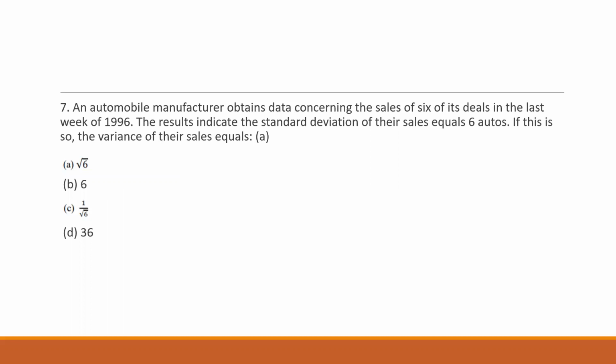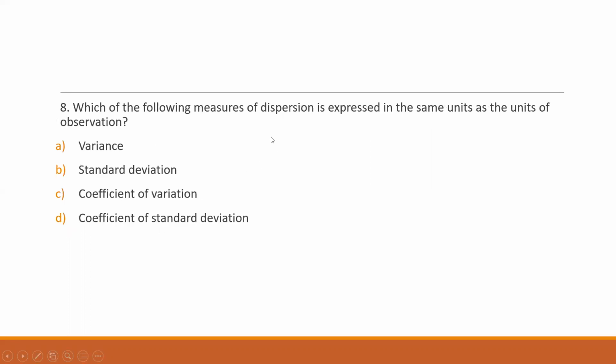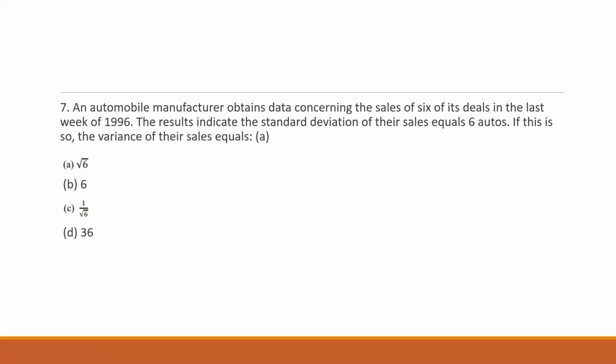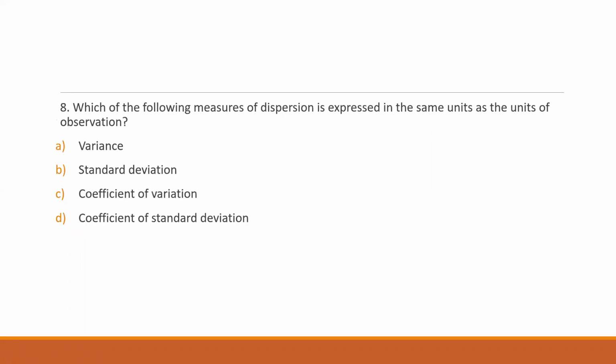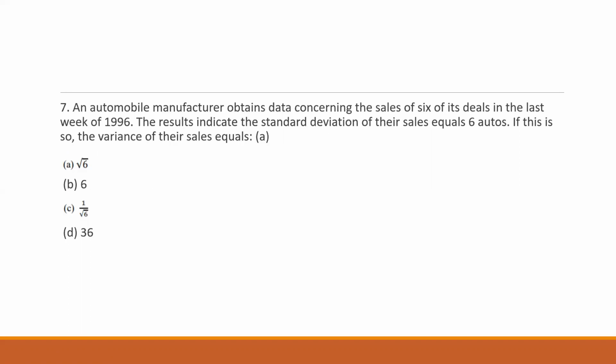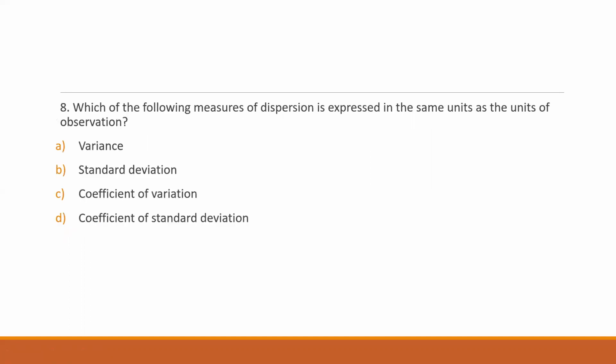In MCQ 7, an automobile manufacturer obtained data concerning the sales of 6 of its dealers in the last week of 1996. The result indicates the standard deviation of their sales equals 6. If this is so, then the variance of their sales equals? Variance is squared deviation, so it would be 36. The answer is D, 36. Yes, the answer is 36 as the variance is the square of the standard deviation.